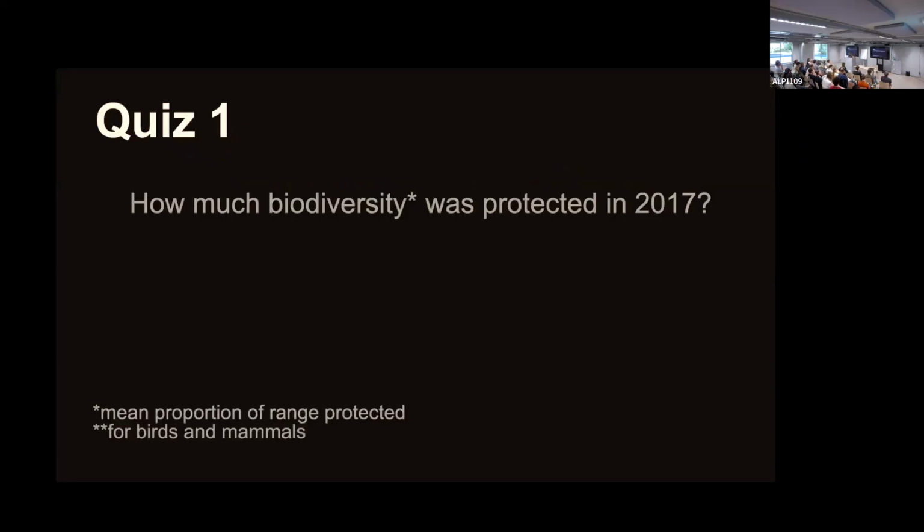So just a quiz to start you off after lunch. How much biodiversity was protected in 2017? What I mean by biodiversity is how much of the spatial range of every species, and by every species I mean terrestrial vertebrates, was protected in 2017. Do you mean total or the new stuff? On average.